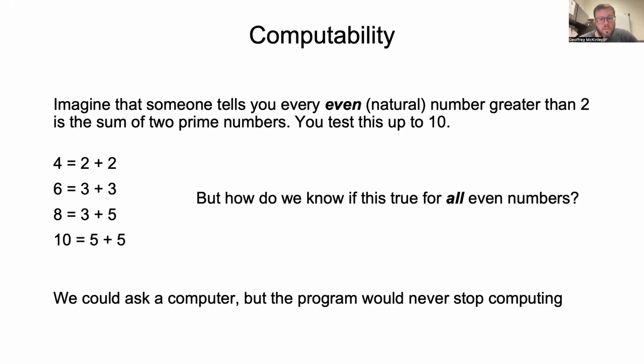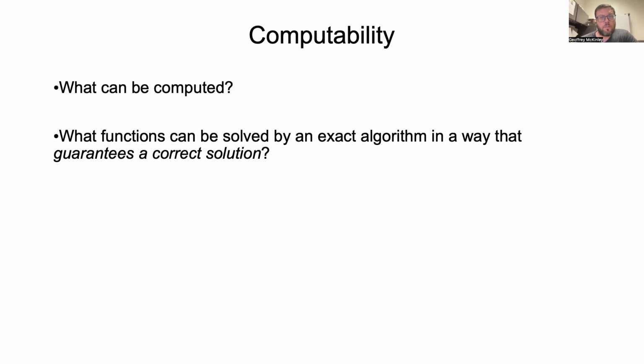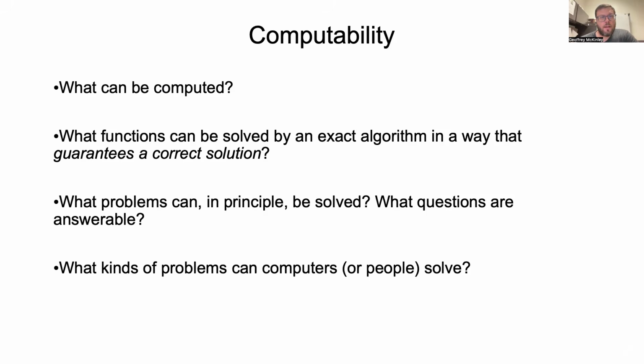So we could keep working at trying to prove these problems, but it's possible that some of the problems are uncomputable or undecidable, meaning that they can never be proved or solved. And this gets to the core issue of computability. What is computable and what is not computable? So what can be computed? What are the limitations of computation?